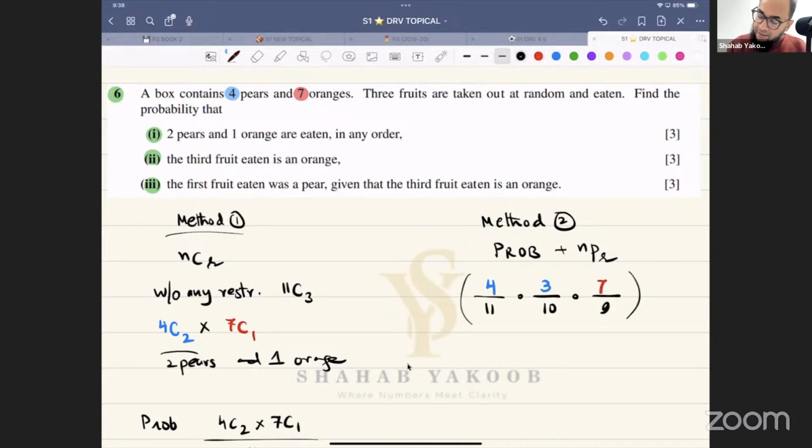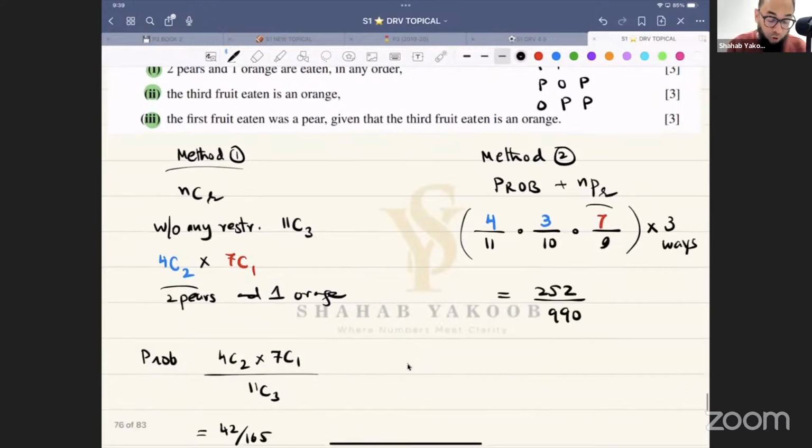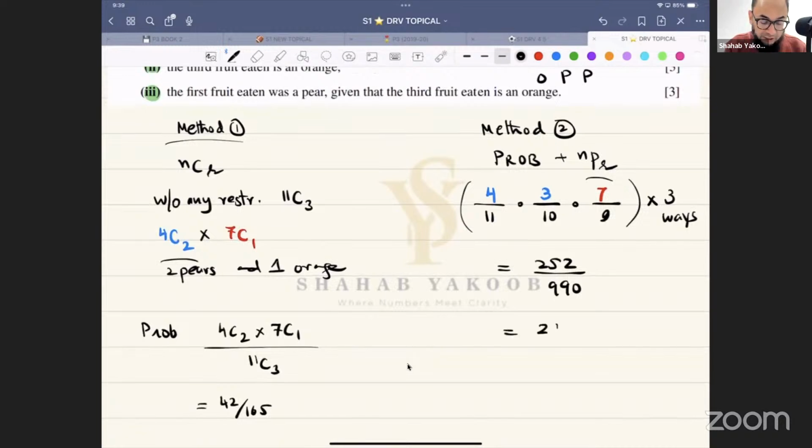And don't forget that if you have PPO, they can be arranged in 3 different ways. PPO, POP, OPP. So therefore multiply by 3 ways of arranging it because it's permutation and probability. So when I multiply this out, this comes out to be 252 over 990. I did not reduce it. And then I reduced it to 28 over 110. And this comes out to be 14 over 55. That is the answer for this particular part.